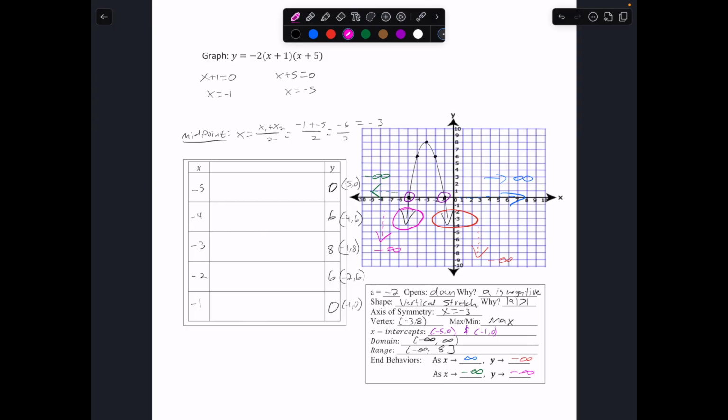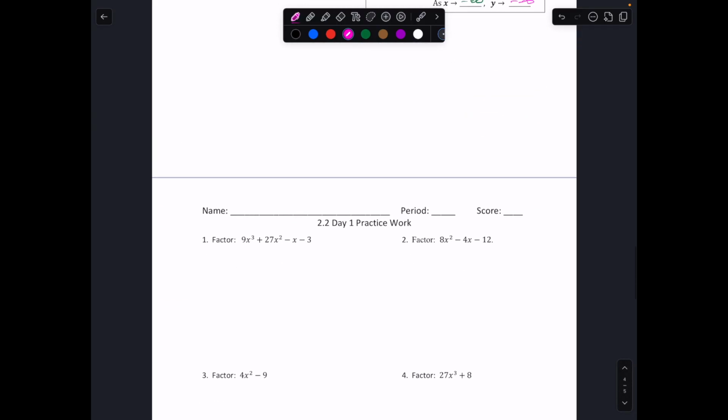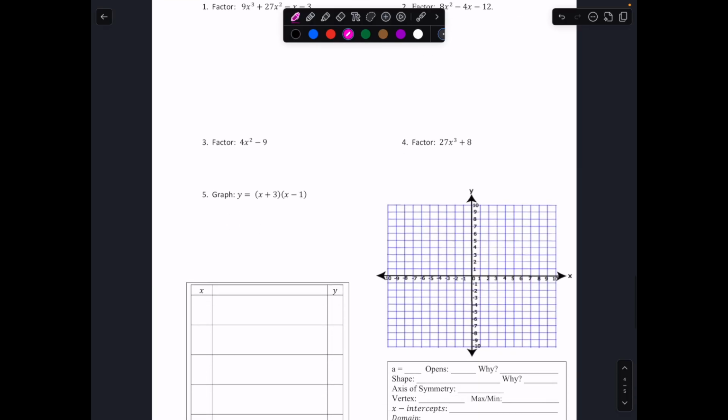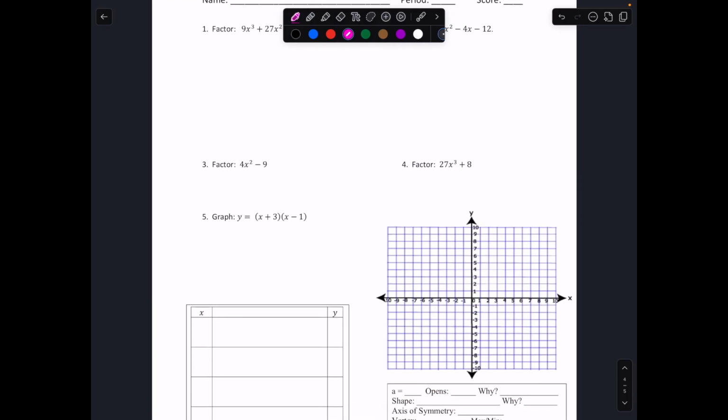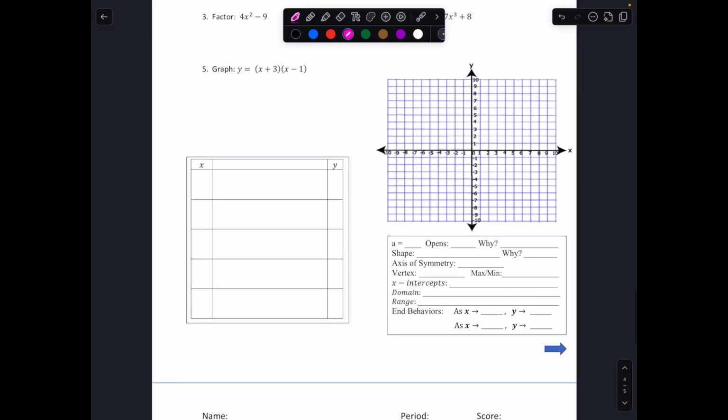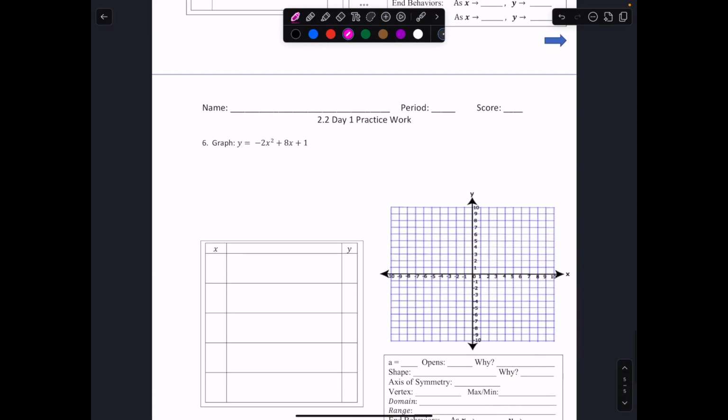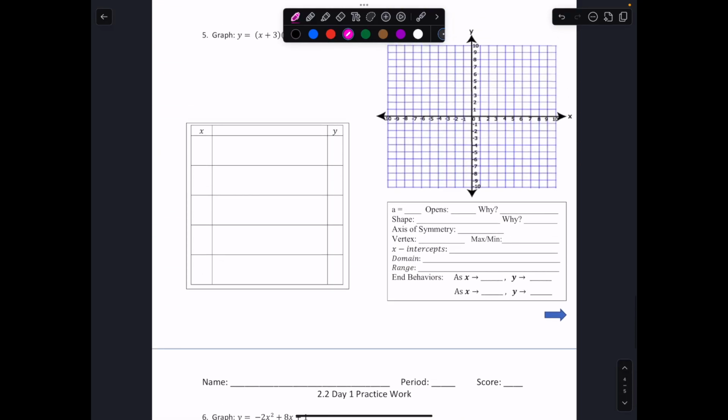So again, remember, this example I wanted you guys to work out and then come back and see if you did things correctly. With that being said, this is your practice work. You have some review of factoring, so don't forget how to factor, because factoring does come into play. We're graphing in intercept form and graphing in standard form. And that's it.